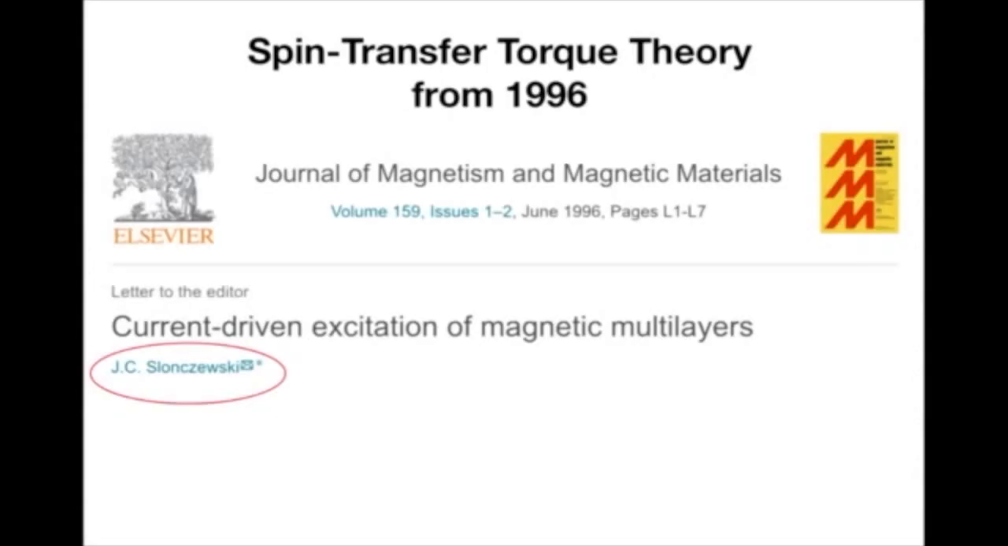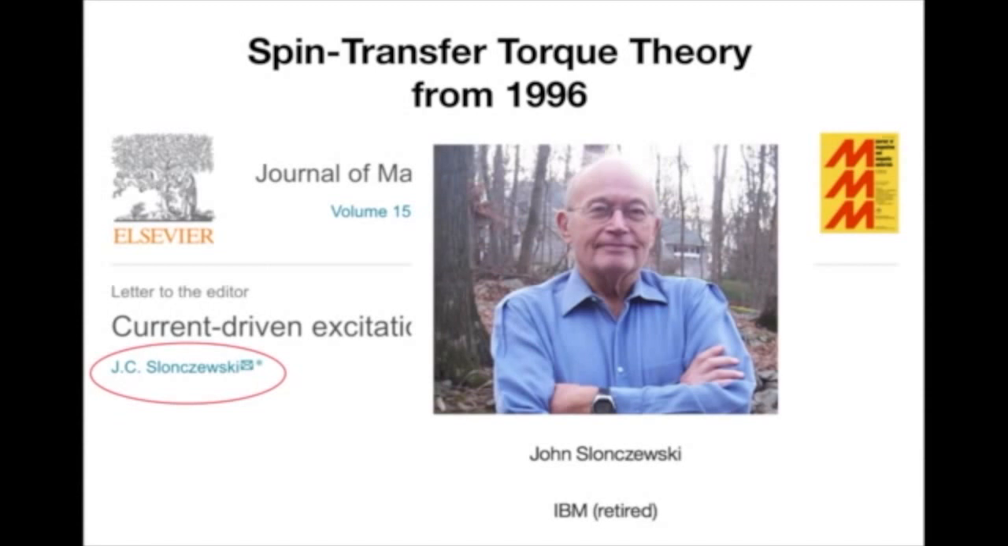Can we control spin states? Of course, yes. Let's see how to switch spin states of electrons. In 1996, John, from IBM, proposed a feasible solution. That is spin transfer torque switching.